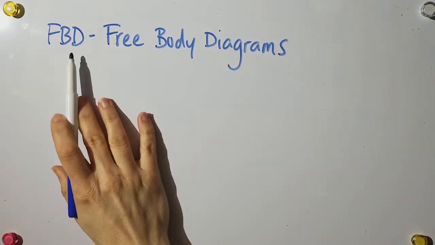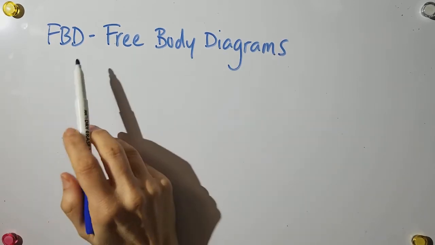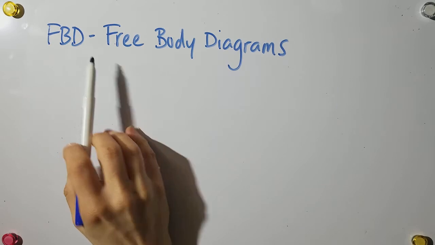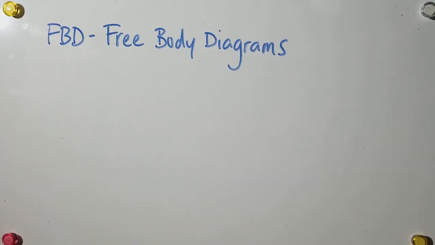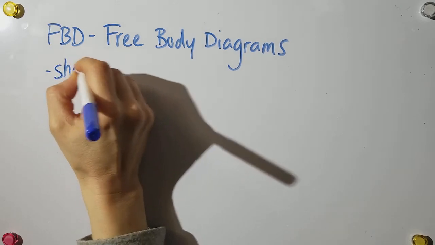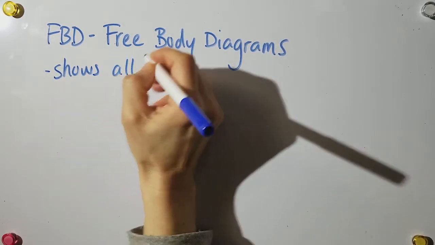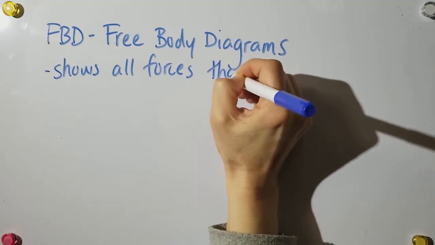All right, so the next thing we need to know is something called FBD. I don't want to write this out every time, so we shorten this to FBD. It stands for free body diagrams. And it doesn't matter if you can't draw. It's actually pretty simple. There's not too much drawing involved. If you can draw dots and arrows, then you're good to go. So what a free body diagram is, it shows all the forces that are acting on an object.